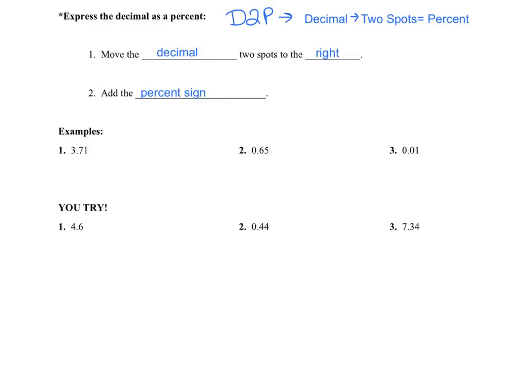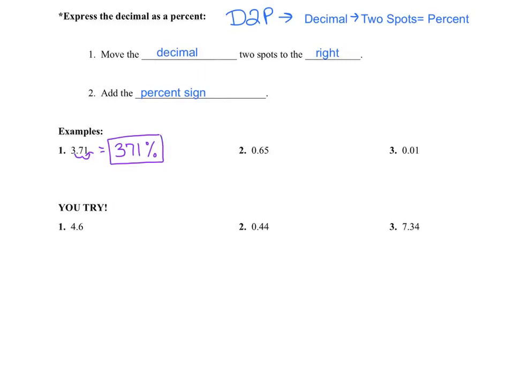So let's look at example 1. It says 3.71. So using D2P, decimal, move it 2 spots to make it a percent. You find your decimal, which is right here, and you're going to move it 2 spots to the right, 1, 2, and that's going to give you 371, and you're just adding your percent sign. So 371%.